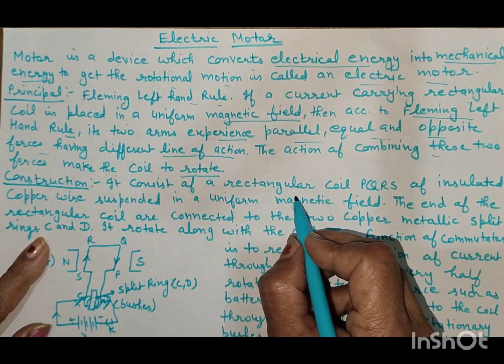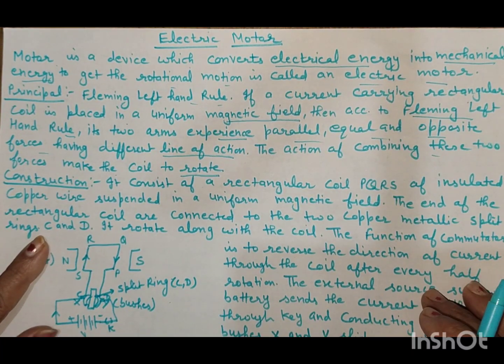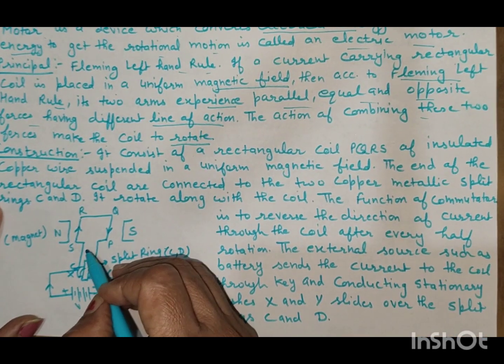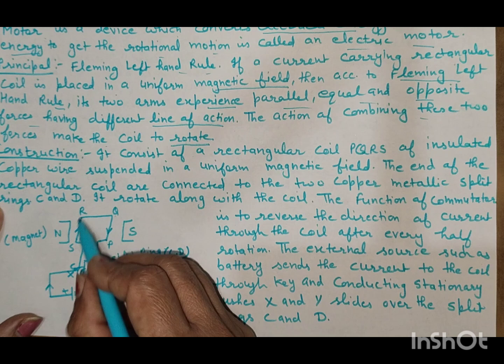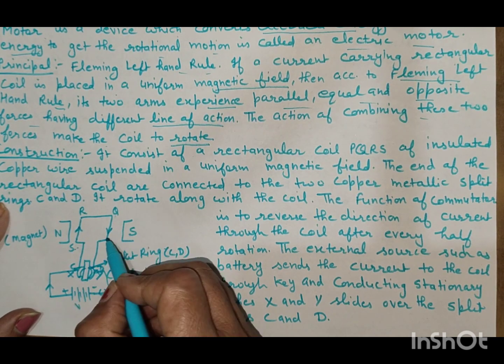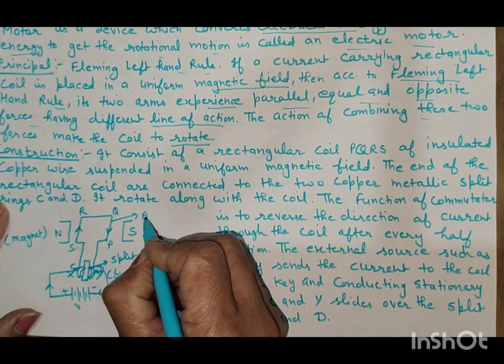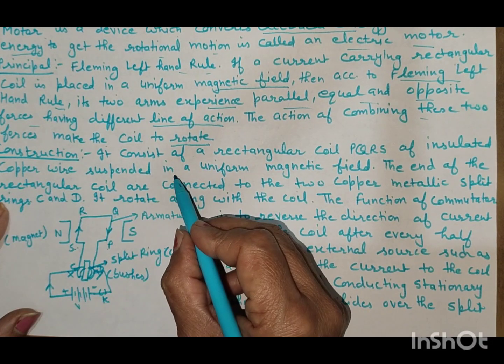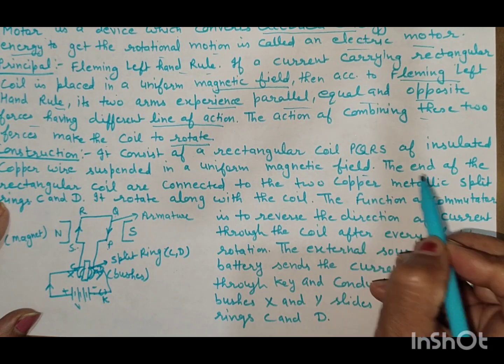Construction. It consists of a rectangular coil PQRS. This is a rectangular coil. This is called the armature. Insulated copper wire is suspended in a uniform magnetic field.